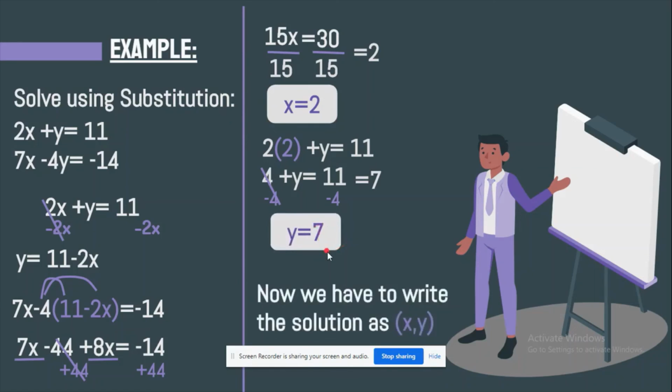So the last thing we have to do is write the solution as (x, y). This is extremely important. You need to write your solution like this. So we now know the value of y and x. So the solution is (2, 7).